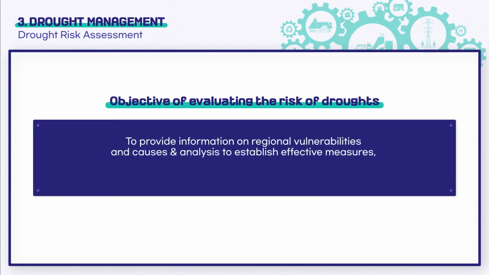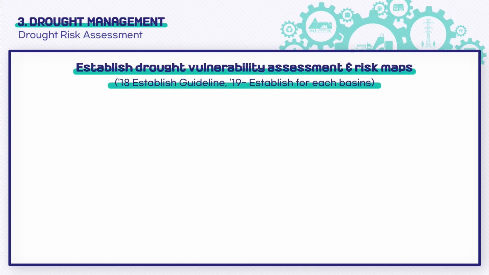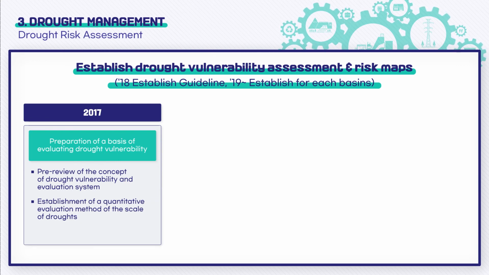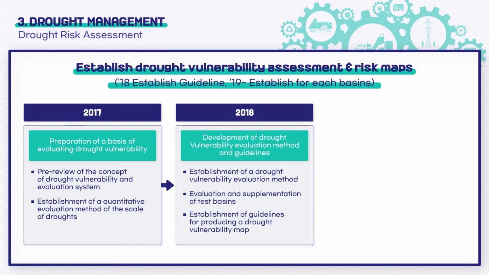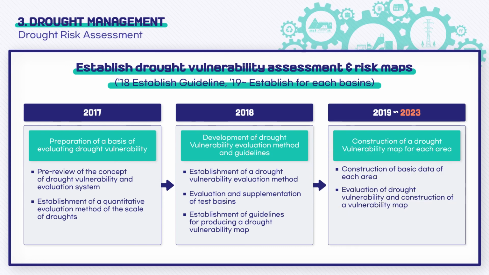Next, the evaluation of the risk of droughts. Droughts vary depending on the size and form of water sources of the region and meteorological factors, and thus, there are differences in their risks in various regions. Evaluating the risk of droughts all over the country based on the same standards is very important in obtaining maximum effect with efficient investment. For drought risk-based efficient management, Korea prepared a basis of evaluating drought vulnerability in 2017, developed an evaluation method and prepared guidelines in 2018, and has the goal of constructing a drought vulnerability map of each area from 2019 to 2023.